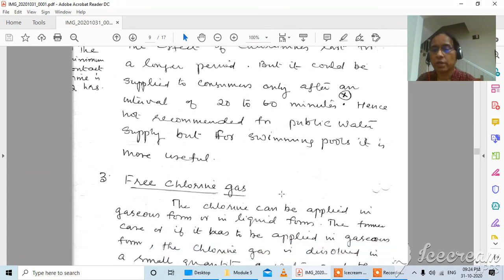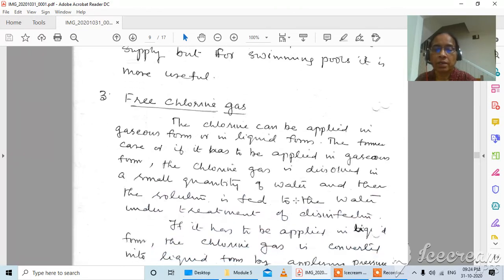Then free chlorine gas, that is the third form of chlorine. The chlorine can be applied in gaseous form or in liquid form. So usually, not only usually, always, the chlorine we can buy is available in gaseous form, and this gas, when it is mixed with water, can be in the liquid form.